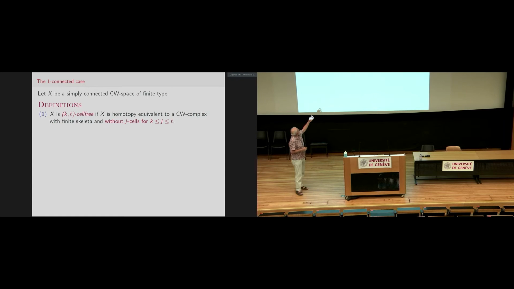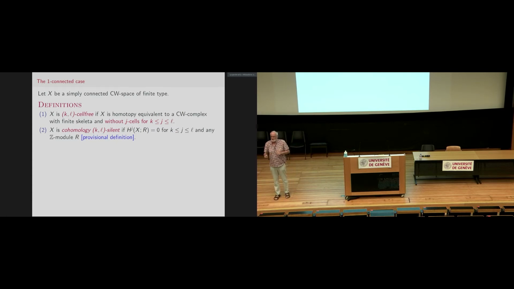And for instance, of course, if it is KL cell-free, it has no homology in this range KL because there is no cell. But it's better to use cohomology. It will be more operational. So we say, is this cohomology KL silent? I made up this terminology, so if there are English-speaking people, I would appreciate comments on that. That means the cohomology is 0 in this range for any Z-module, so any abelian group R.